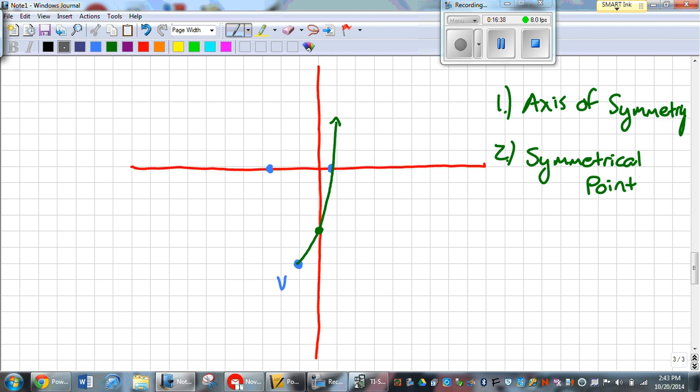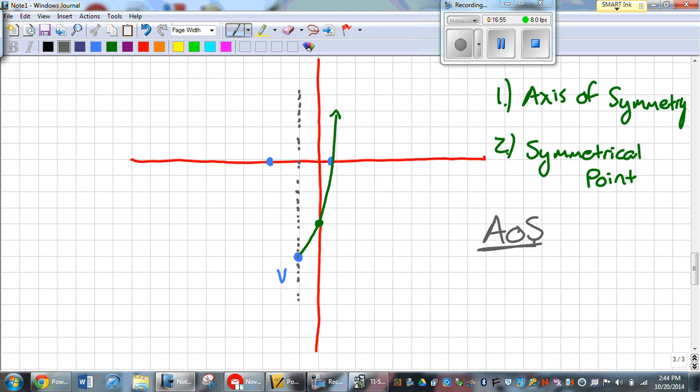If I took a vertical line right through my vertex, that's my axis of symmetry. Okay, so I'm going to call it AOS for axis of symmetry. It's a vertical line, so we write a vertical line as x equals a number, and this vertical line crosses the x-axis at -1. So there's my axis of symmetry, x equals -1.